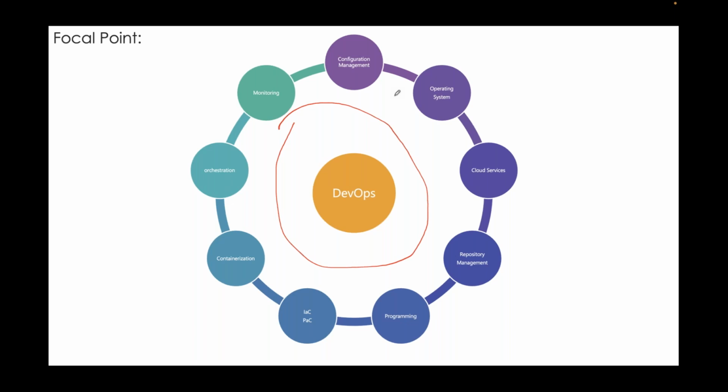Monitoring, there are 4 different monitoring tools we are covering, to name a few: Prometheus, Grafana, Kiali, Jaeger, Metric Server. These are the monitoring tools we are covering. Configuration management, we are covering Ansible. So the point is, these are the tools we'll focus on.